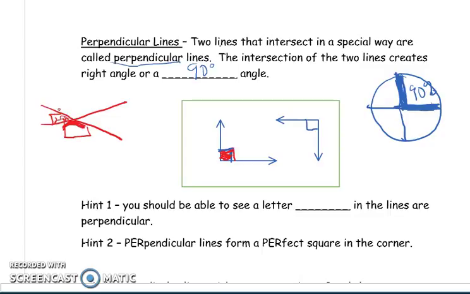So you should be able to see the capital letter L when lines intersect, or are perpendicular. Sometimes it's a capital T. Okay?